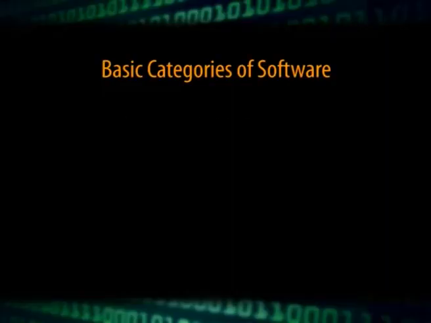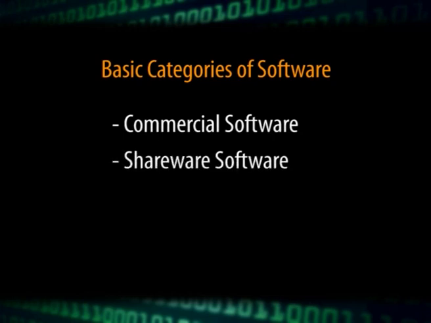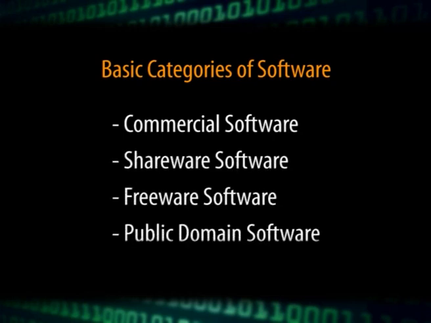There are four basic categories of the software. The first category is the commercial software, next is the shareware software, third is freeware software and the fourth is public domain software. Each of these types of software has different ownership rights and they are discussed next.